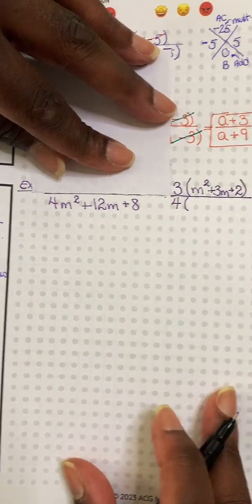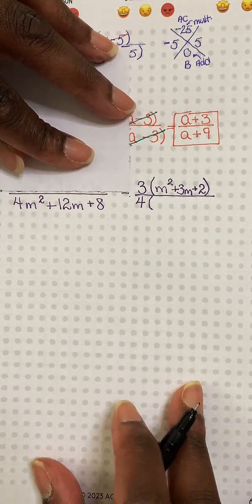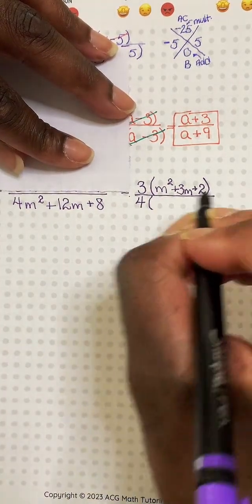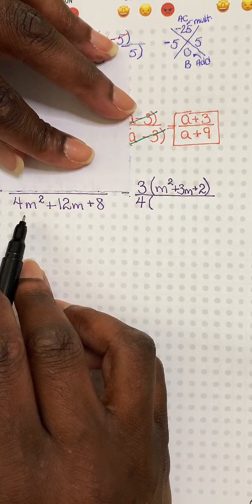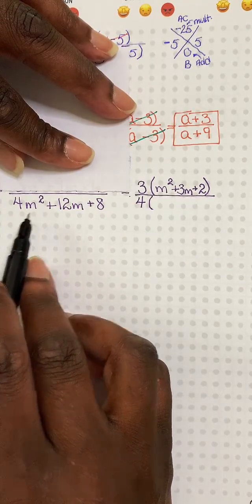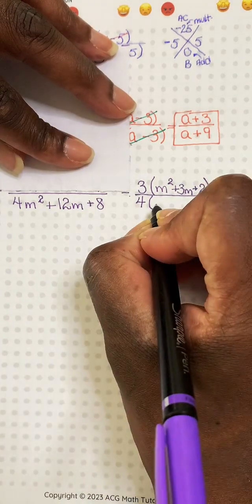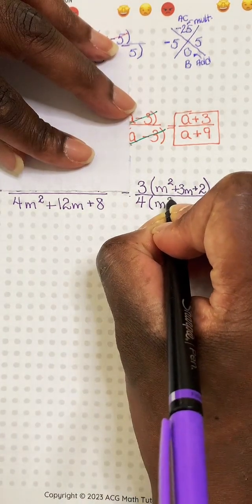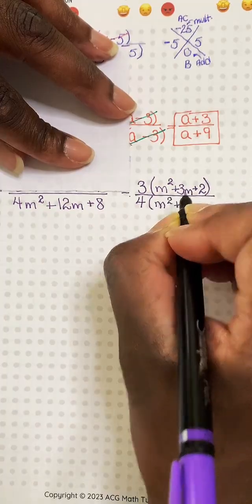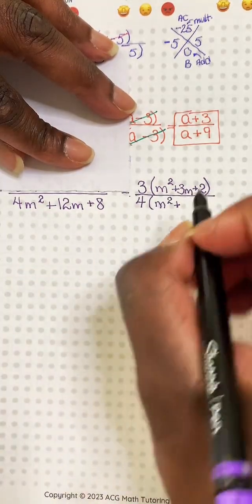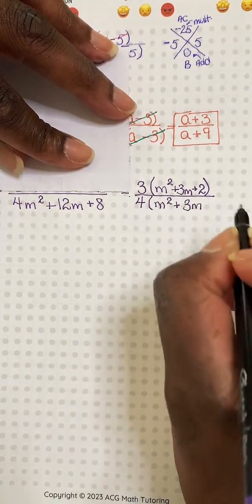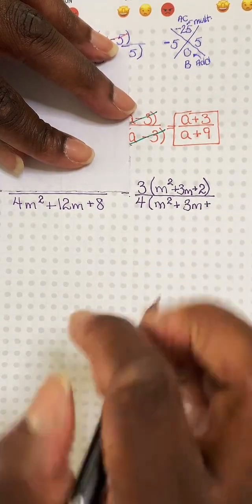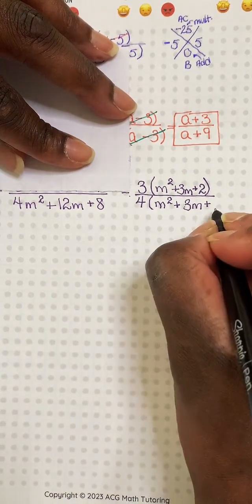All right. So if we factor out my 4, what's going to remain inside is 4m squared divided by 4 gives me my m squared, plus 12m divided by 4, that will give me my 3m, plus 8 divided by 4 will give me 2.